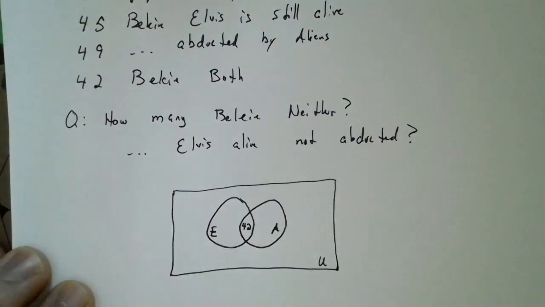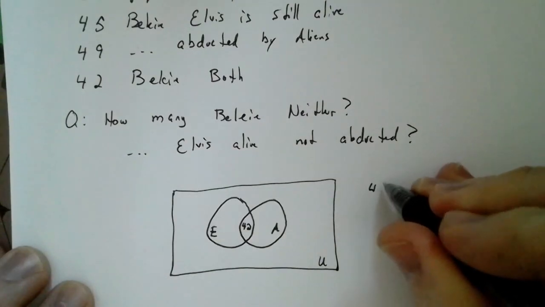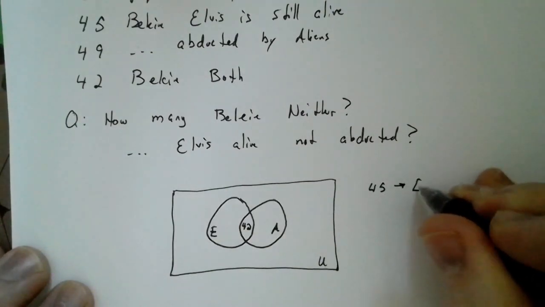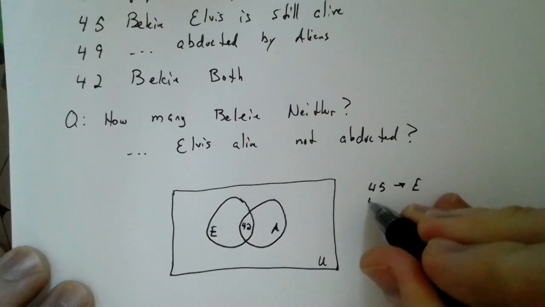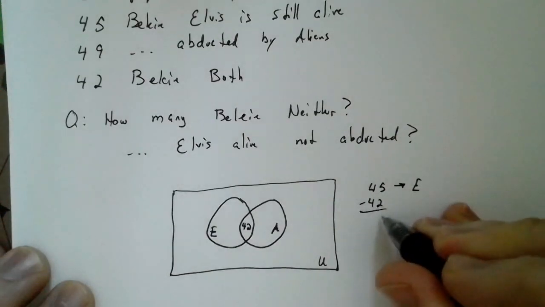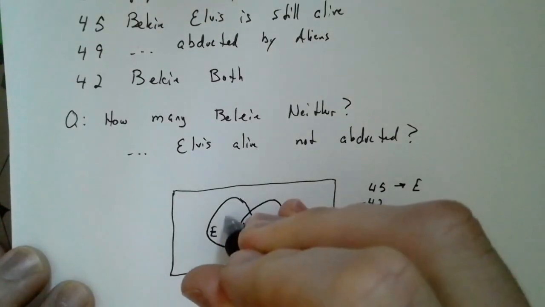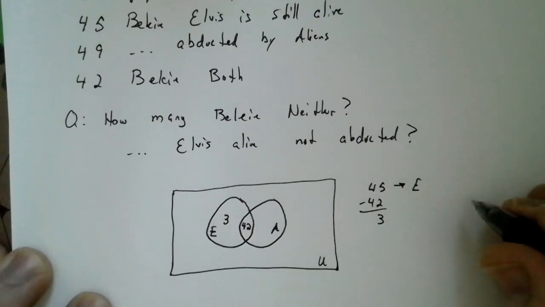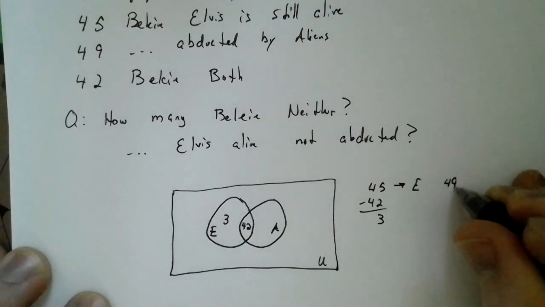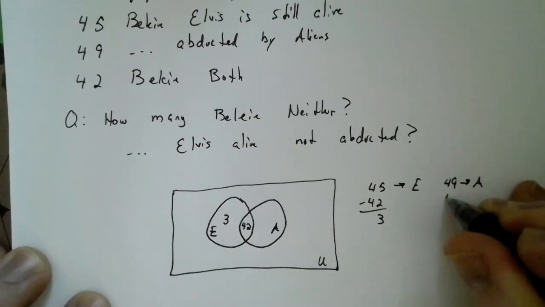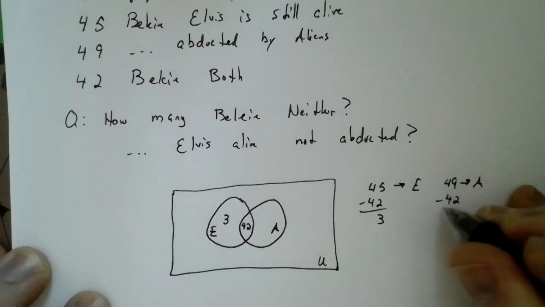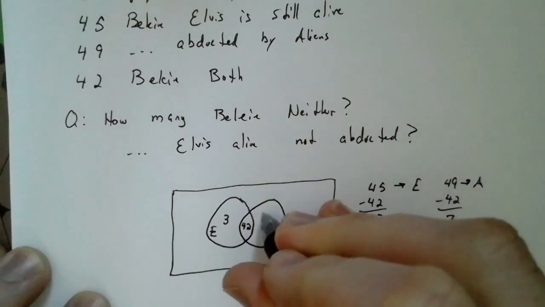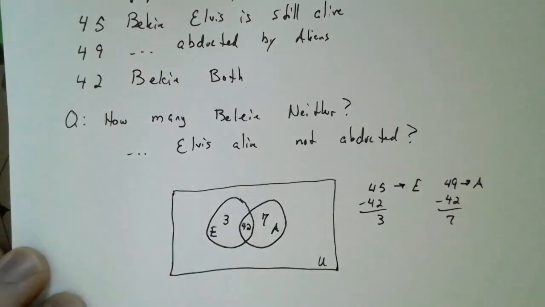Now if we know that there's 45 in all of E, and 42 are in the middle, we're going to do 45 minus 42 to find that there are 3 people in this space right here. Likewise, we have 49 who believe they were abducted, so that's 49 in all of A. But again, if 42 are accounted for in the middle, we're going to find that there are 7 in this space right here. Hopefully that makes sense.